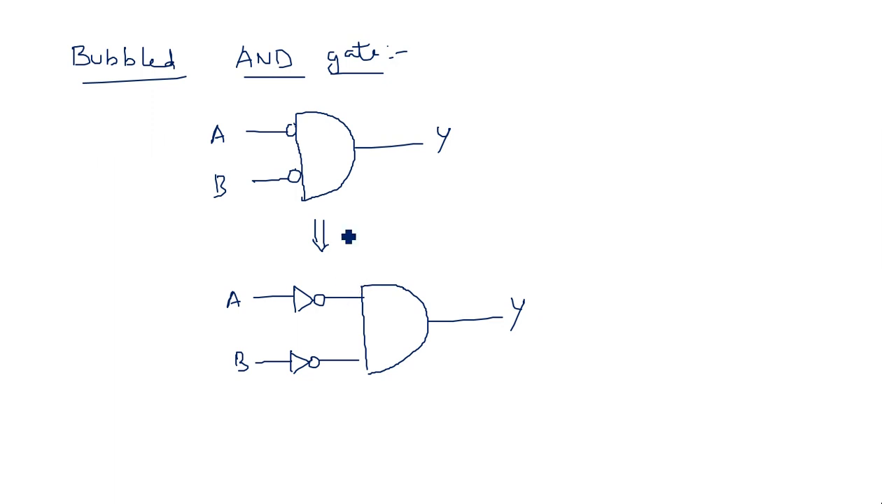See what is the output here? Both are the same. Here we have taken bubble as per the name, bubbled AND gate. So the bubble is at the input of the AND gate, here one input, here another input. So bubble is nothing but inverter.